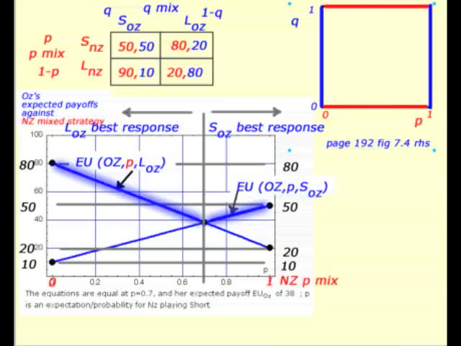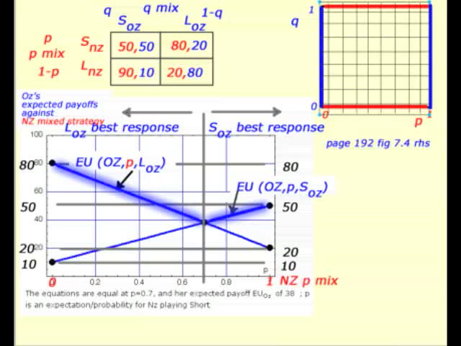I put a little grid in on top of that. And what I want to do here is just track the best response of Australia in this graph to any choice of the P mix, or any belief about New Zealand's probability of going short. Okay, so we're going to put New Zealand's strategies on this axis here. That P-axis is the P mix, which is how likely is it that New Zealand's going to throw short?